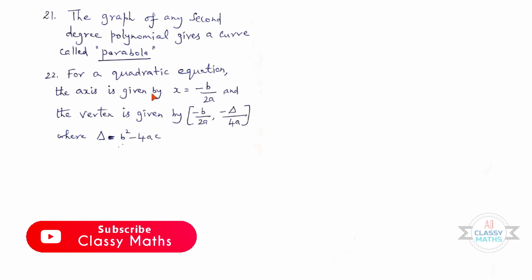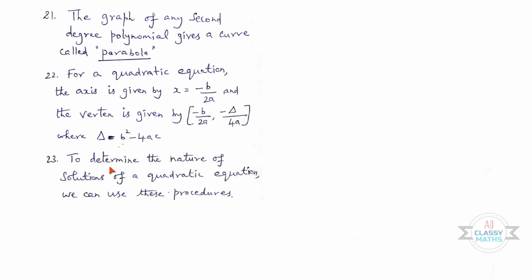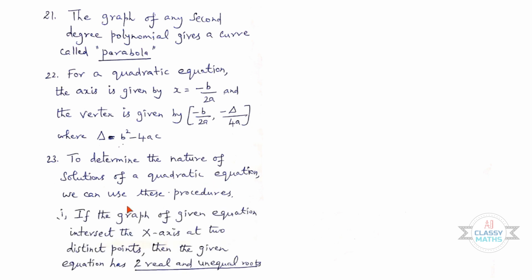22nd. For a quadratic equation, the axis is given by x is equal to minus b by 2a and the vertex is given by minus b by 2a, minus delta by 4a, where delta is equal to b square minus 4ac. 23rd one, to determine the nature of solutions of a quadratic equation, we can use these procedures.